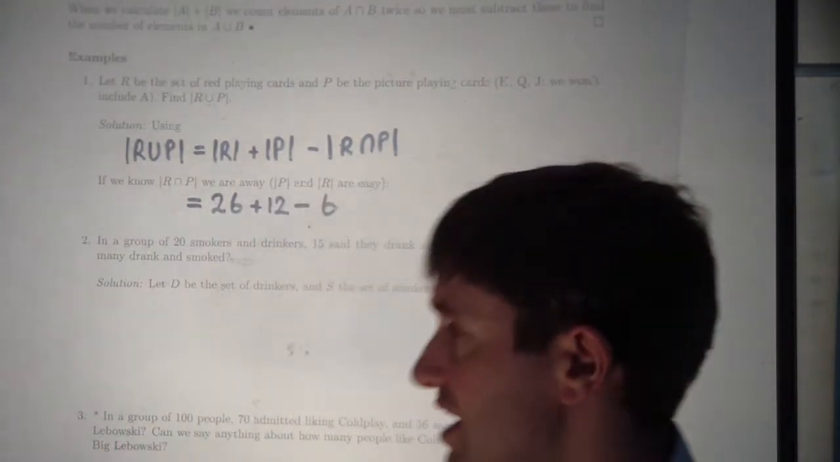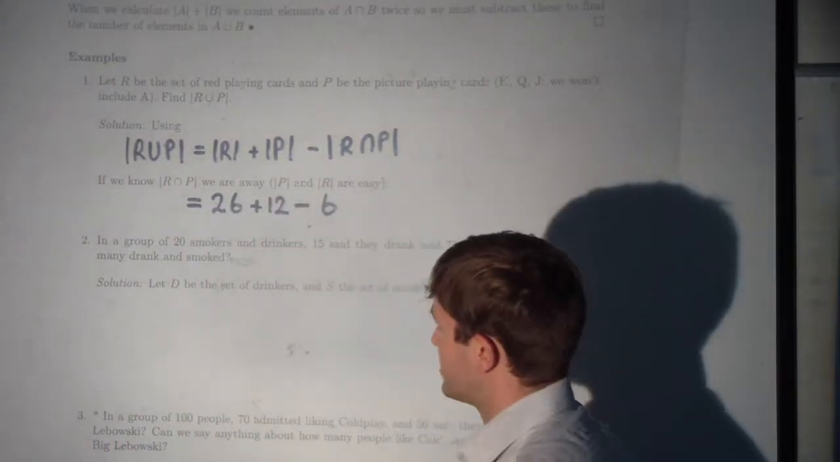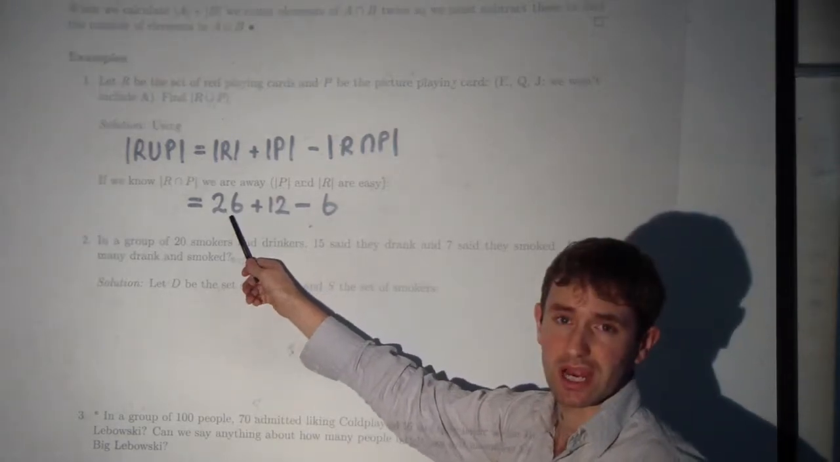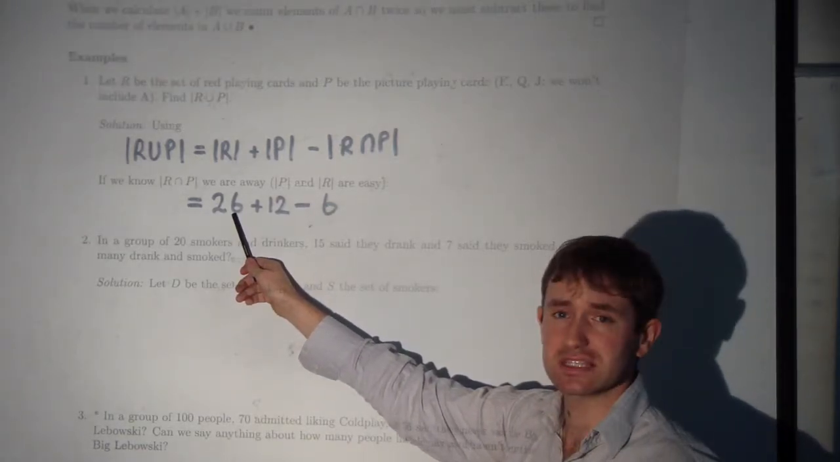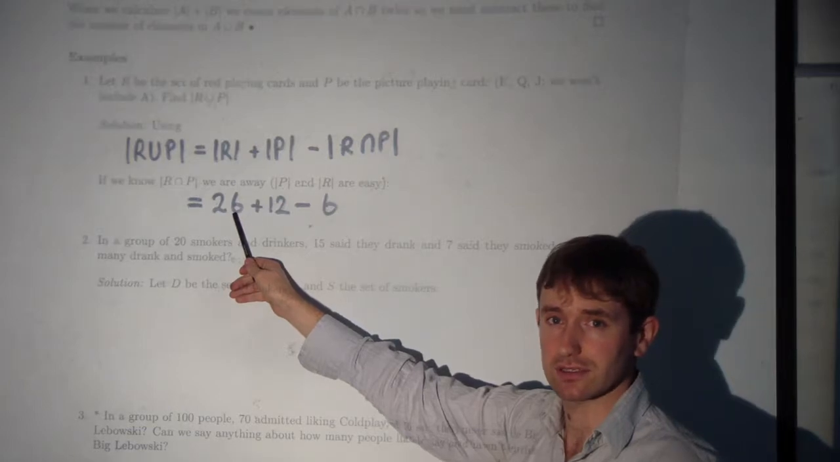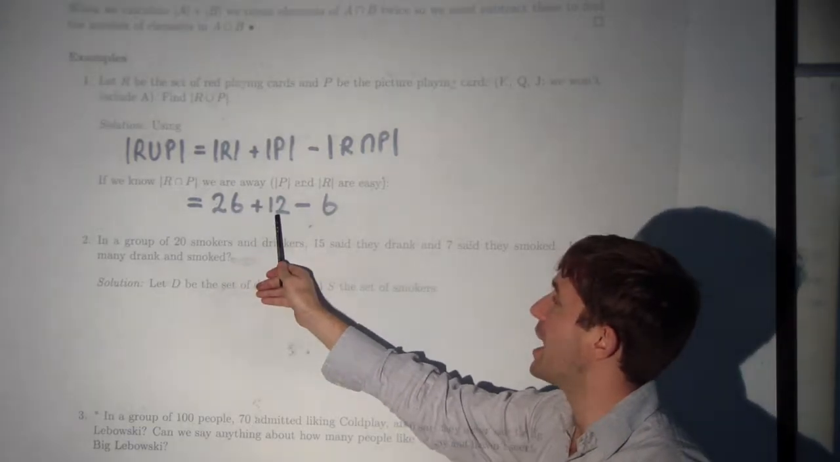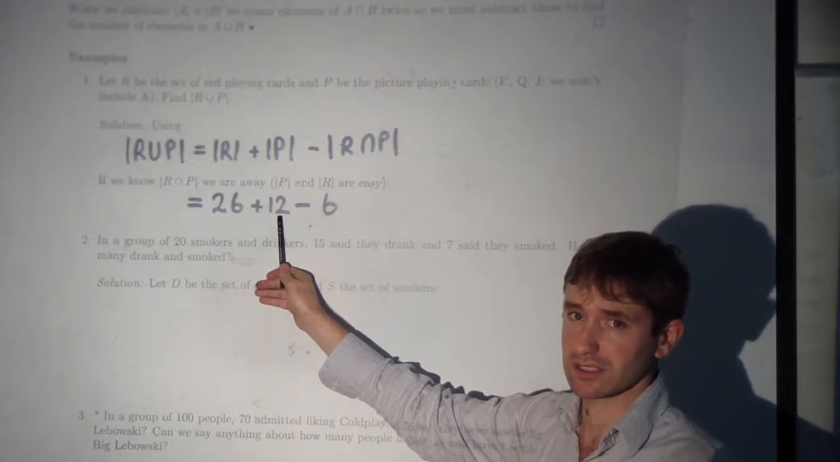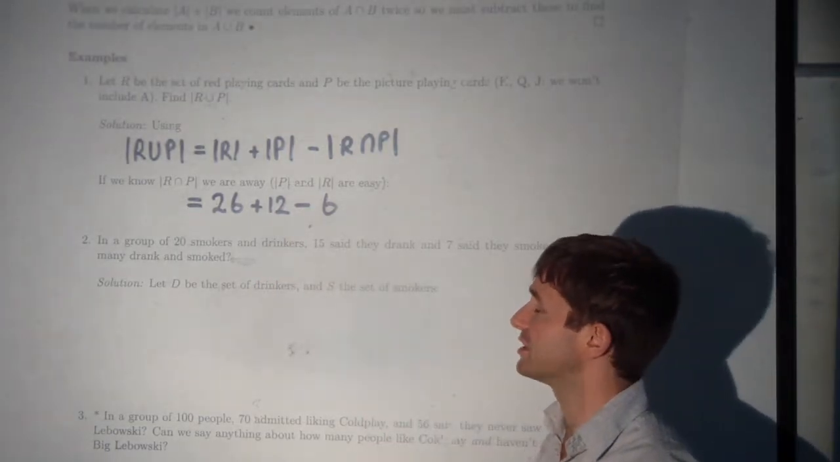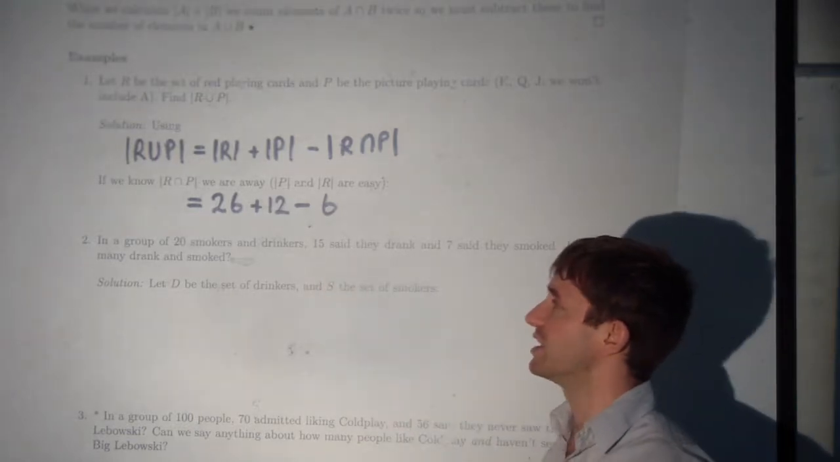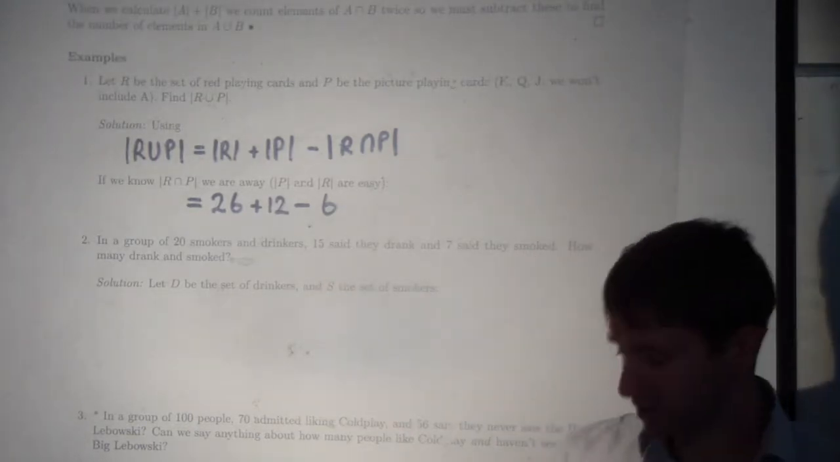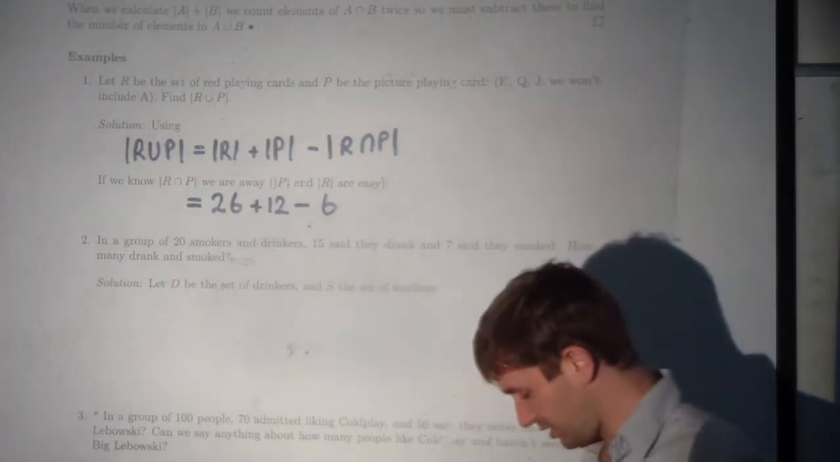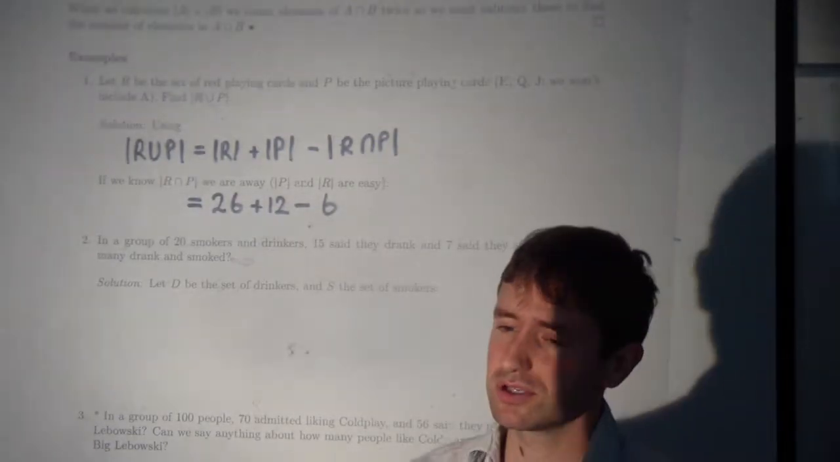Now you can kind of understand this formula with these numbers here. So this 26 red cards includes the 6 red picture cards. These 12 picture cards here also include the 6 red picture cards. So we've counted those red picture cards twice. So that's why we take away. Banging the numbers in: 26 minus 6 is 20, plus 12, 32.